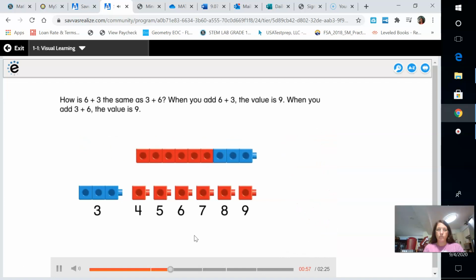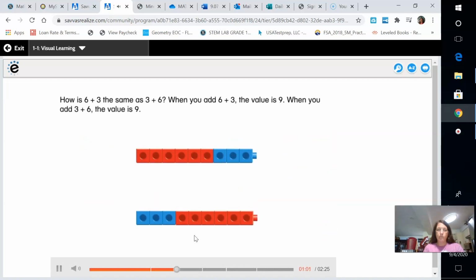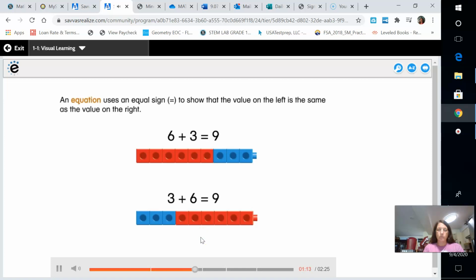How is 6 plus 3 the same as 3 plus 6? When you add 6 plus 3, the value is 9. When you add 3 plus 6, the value is 9. An equation uses an equal sign to show that the value on the left is the same as the value on the right.